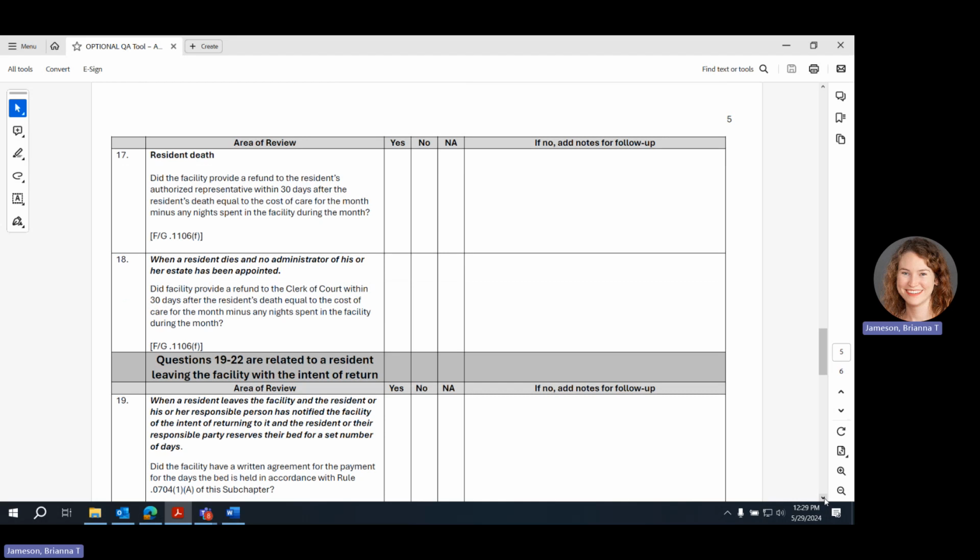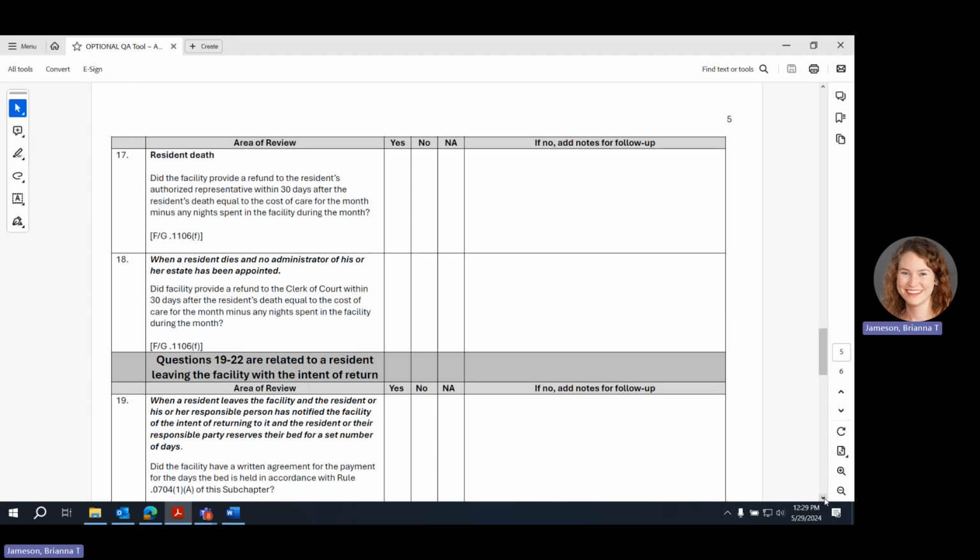The 17th area of review is related to resident death. Did the facility provide a refund to the resident's authorized representative within 30 days after the resident's death equal to the cost of care for the month minus any nights spent in the facility during the month? There is space to check yes, no, or not applicable. If no was checked, there is space on the right-hand side of the page to add notes for follow-up.